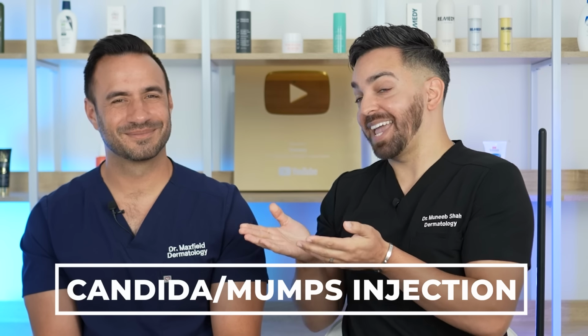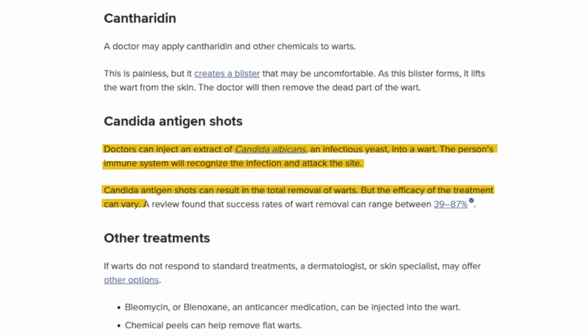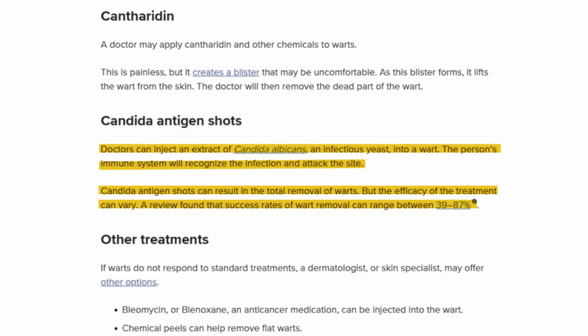But this is injecting Candida or even mumps antigen. So basically they take an antigen, they inject it into the wart, and by injecting it into the wart, it basically hyperactivates your immune system against this antigen that your body recognizes as foreign, so Candida, which is a yeast. And then by doing that, your immune system says, hey, we don't want any of these warts on the body, and it can go around and cause your body to kill all the warts on your entire body.